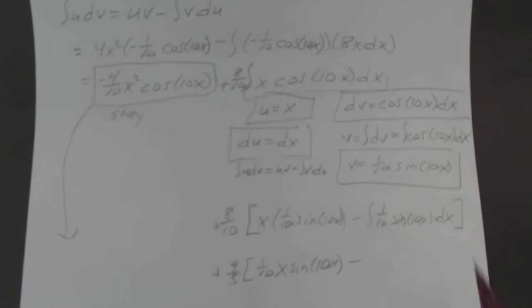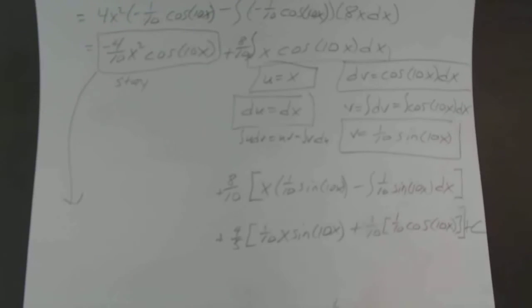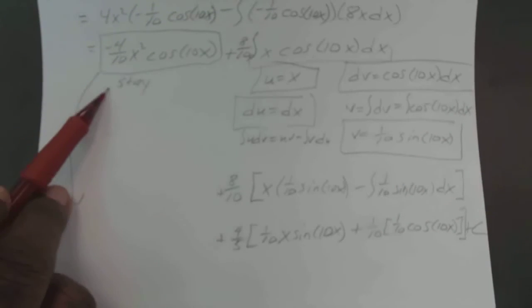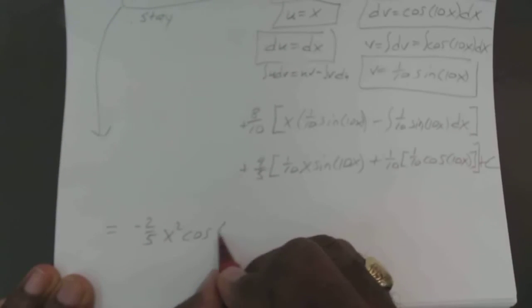Okay, minus the integral of sine of 10x is negative 1 over 10 cosine of 10x. So that becomes positive. You already have the 1 over 10. It's another 1 over 10 cosine of 10x plus c. Okay. Now remember, this 4 fifths gets multiplied to both of those terms. Okay, so you have your original function up here, or your part of your function that didn't have to change. So you have negative 4 over 10, which is negative 2 fifths x squared cosine, sorry about that, 10x.